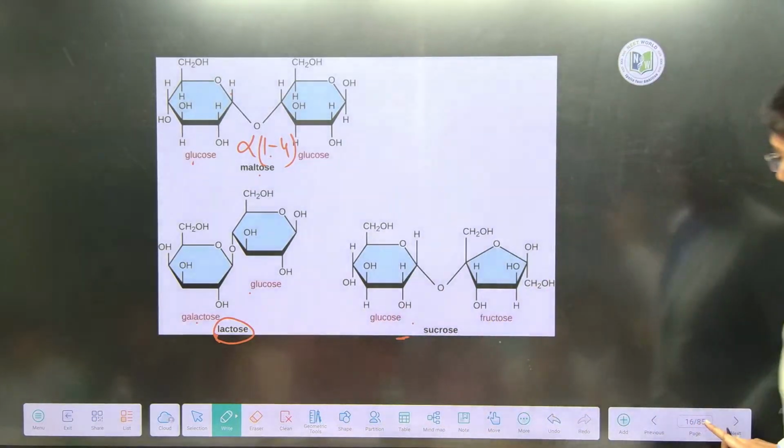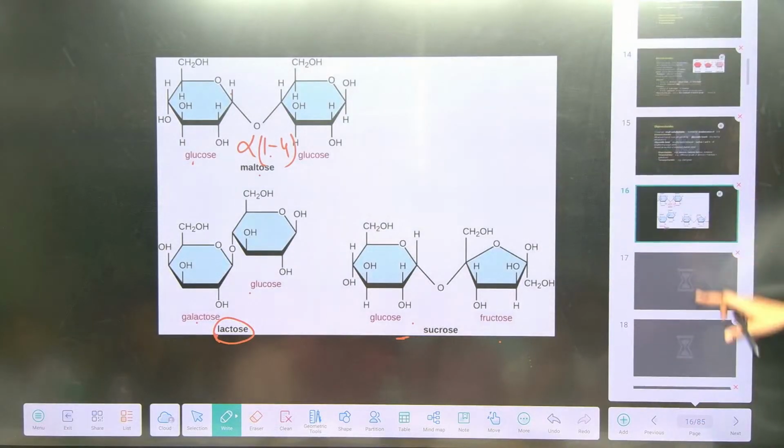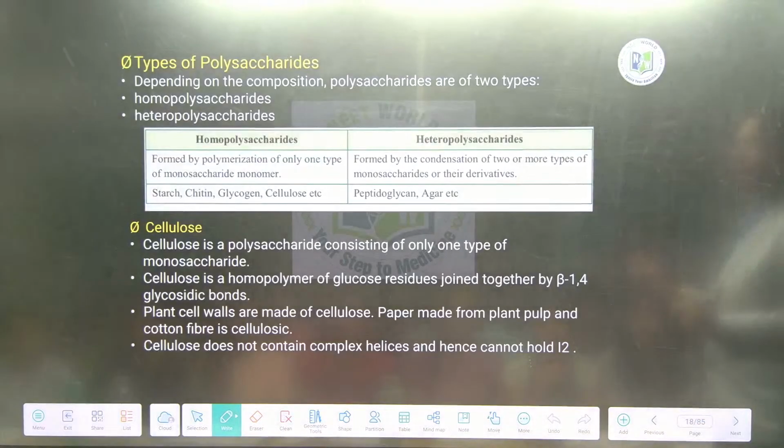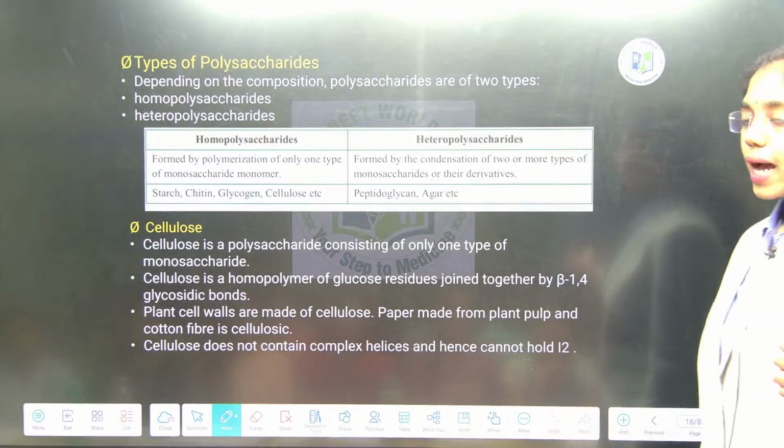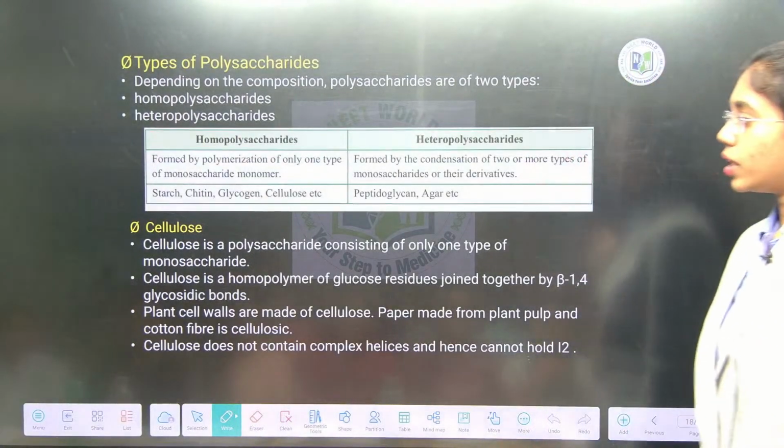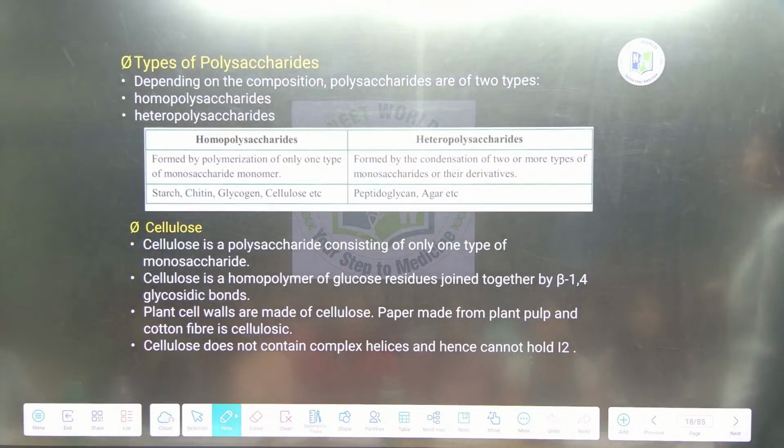Cellulose. Anyone? Homopolysaccharides examples? Starch, chitin, glycogen, cellulose. Heteropolysaccharides?